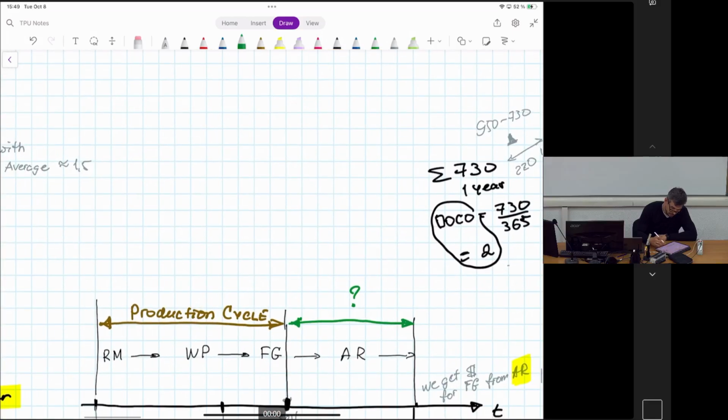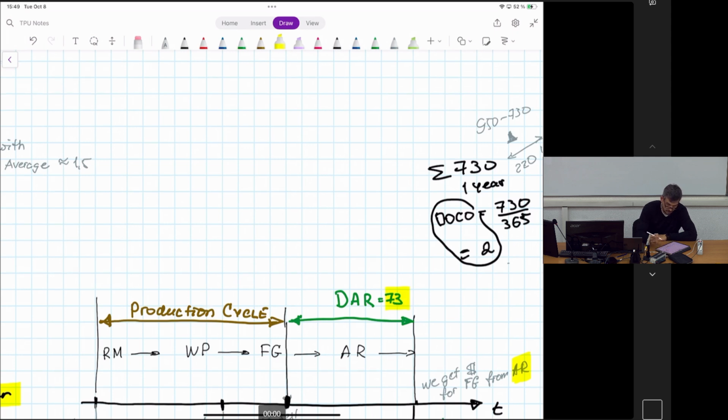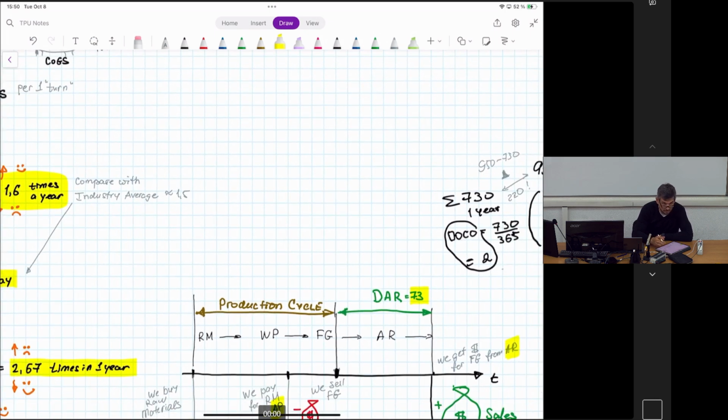So this green question mark is days in accounts receivable. In our case, it equals 73 days. Okay? So see, on average, it takes about 73 days to convert our finished goods sales into cash sales. Okay? Now, production cycle is also an interesting cycle that we already saw in our ratios.